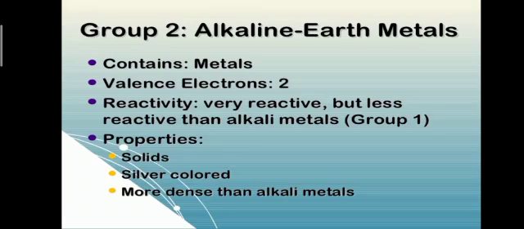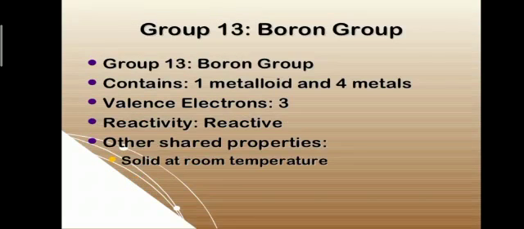The properties are: they are solids, silver colored, and more dense than alkali metals, meaning the density increases gradually, so their mass increases, but the reactivity is less as compared to the alkali metals. The elements are beryllium, magnesium, calcium, strontium, barium, and radium. These are the alkaline earth metals.